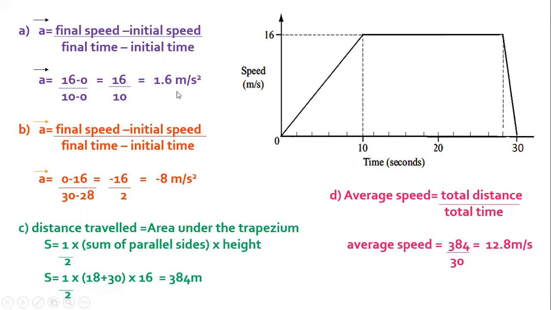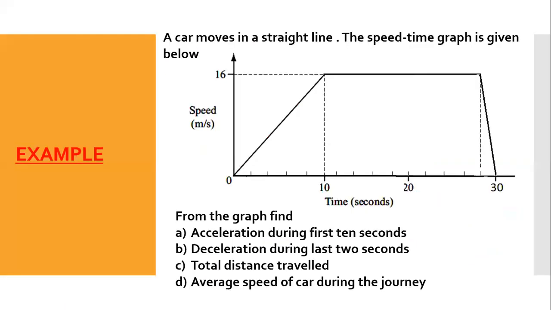So I'm just going to write x1, y1 as 0, 0, or initial speed or initial time as 0. So my answer is going to be 1.6 meter per second square. Then the second part was, what was the second part? I forgot. Okay. This B part was deceleration during the last 2 seconds.